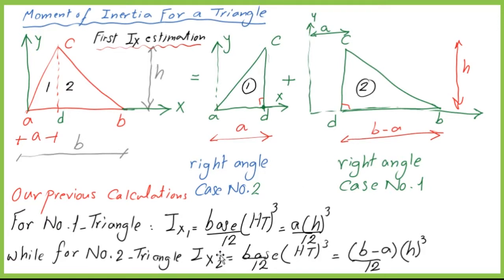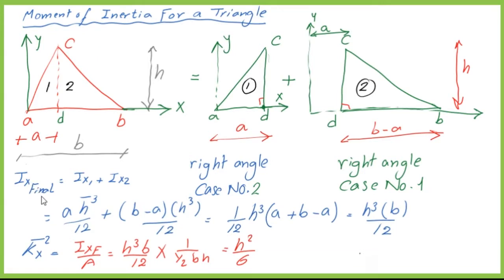While for the second triangle, the expression is Ix2 equal to the base multiplied by height raised to the power of 3 divided by 12. But in our case, since the base is a different length, equal to b minus a, then Ix will be (b minus a) multiplied by h cubed divided by 12. We are going to sum these two values together in order to get the Ix value for our original triangle ABC. We'll move to the next slide.